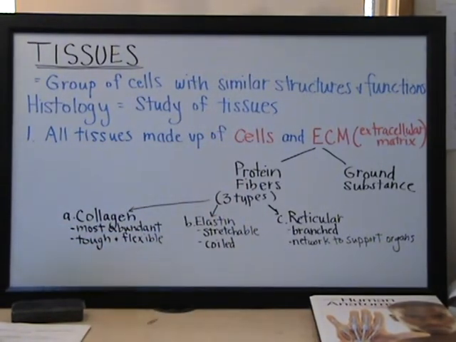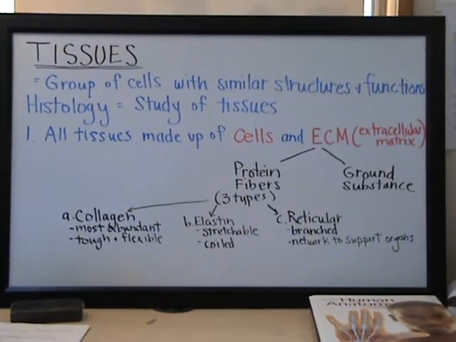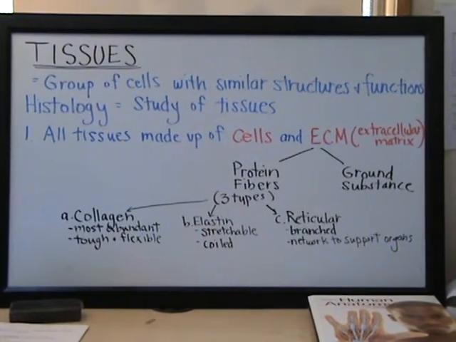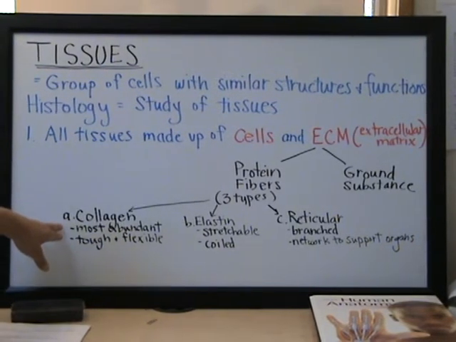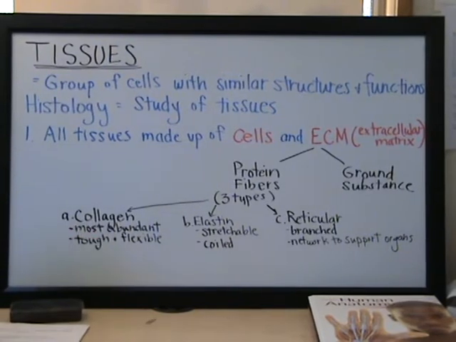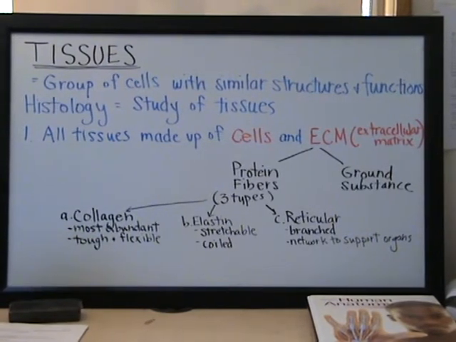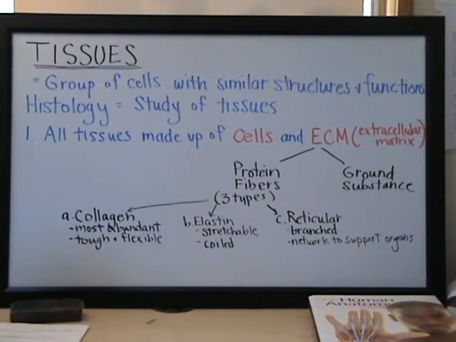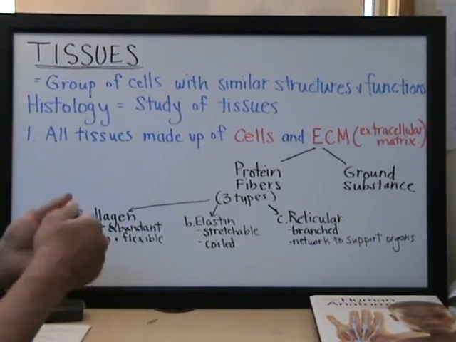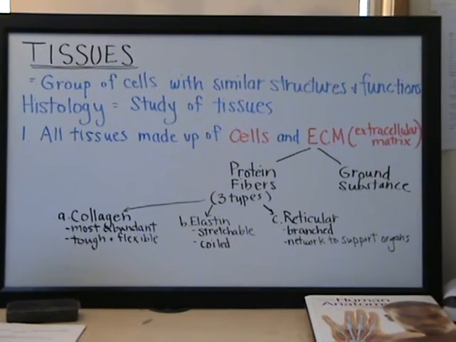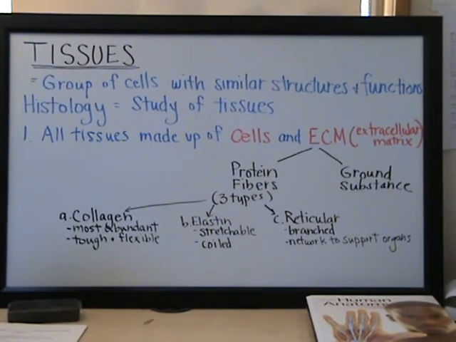All right. Now, protein fibers are produced by the cells also, and there are three main types of fibers found in all tissues. We can start with collagen. Collagen is by far the most abundant type of protein. In fact, 25% of all protein in the body is collagen. These fibers are tough and they're flexible. They create a lot of the flexibility, and we'll talk more about that later.